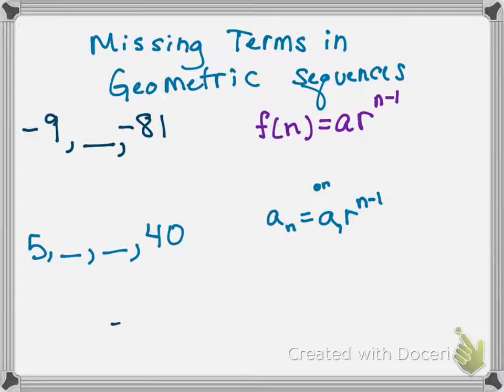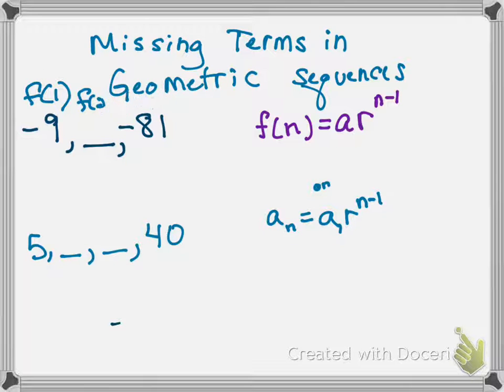We're taking a look at some geometric sequences here, and we're looking at missing terms. In this first one, we start with -9, and then we have a missing term. I'm going to put underneath my -9, if I was in function notation, -9 would be f of 1. The blank would be f of 2, and then f of 3 would be -81.